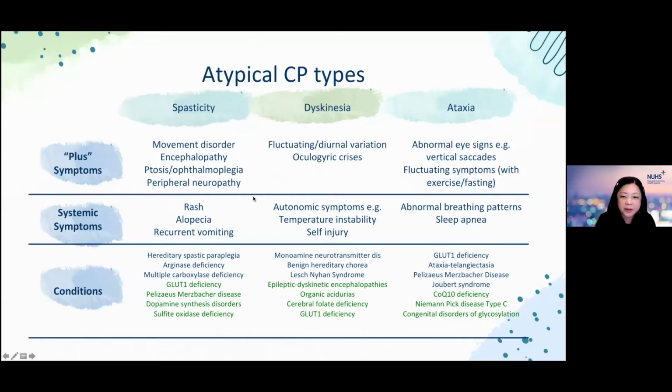So for example, if there is fluctuating or diurnal variation, if the patient has oculogyric crisis, or if the patient has other signs that are not typical, for example systemic signs like autonomic symptoms, breathing pattern abnormalities, sleep apnea, or recurrent vomiting, we need to start to think about whether we are dealing with some kind of metabolic disorder. And the truth of the matter is that most of these patients who are CP mimics either have a genetic disorder or they actually have an inborn error of metabolism.